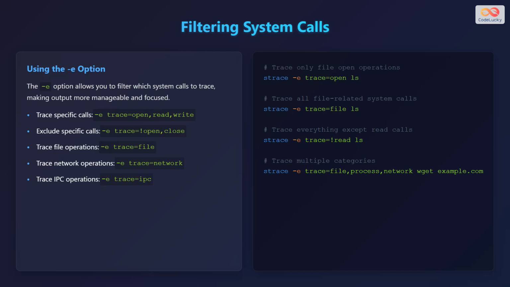For example, to trace only file open operations, you would type strace -e trace=open ls. To trace all file-related system calls, you would use strace -e trace=file ls. To trace everything except read calls, you would type strace -e trace=!read ls. And to trace multiple categories, you can combine them like this: strace -e trace=file,process,network curl example.com.